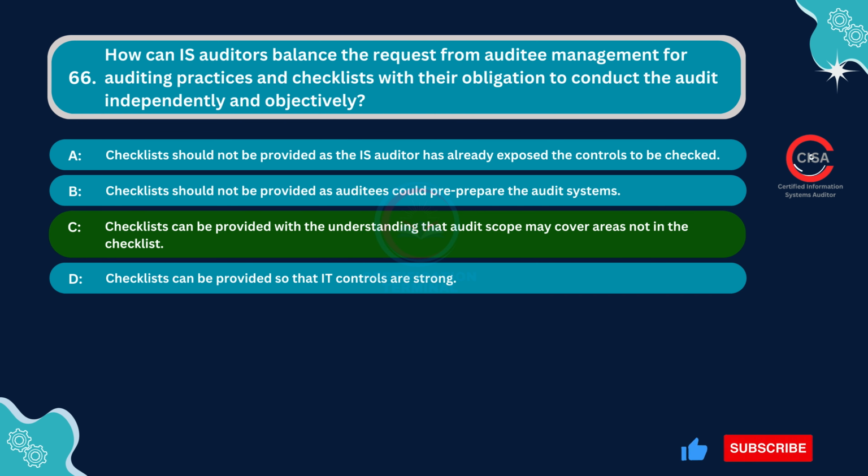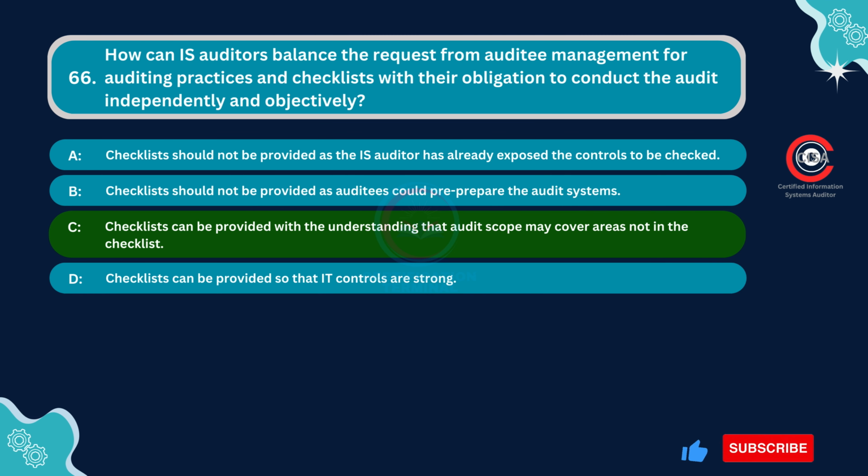Checklists can be provided with the understanding that audit scope may cover areas not in the checklist. While complete independence is ideal, complete isolation from the auditee isn't practical. Checklists can be a collaborative tool to improve efficiency and ensure coverage of key controls. However, auditors must retain the right to explore beyond the checklist.